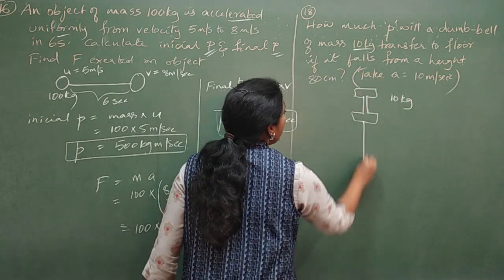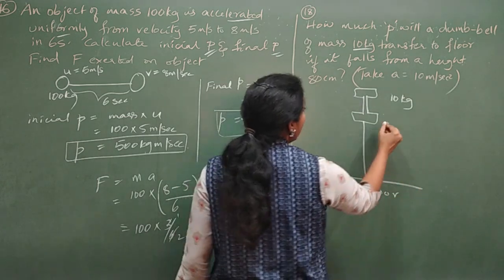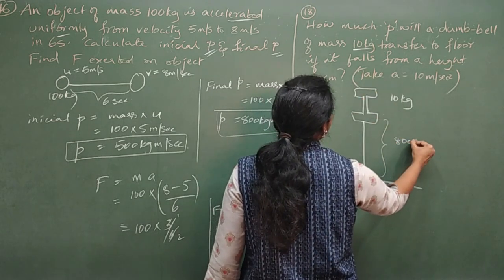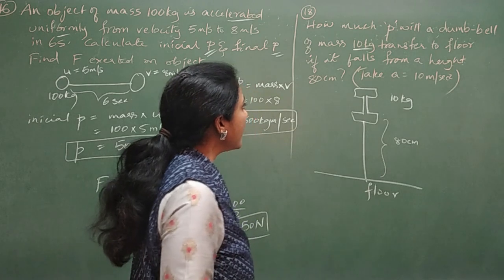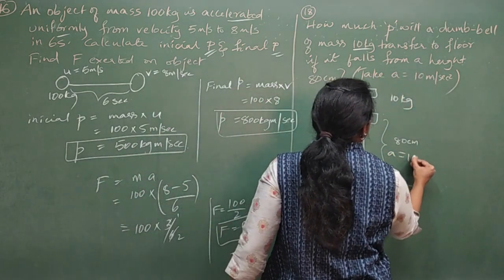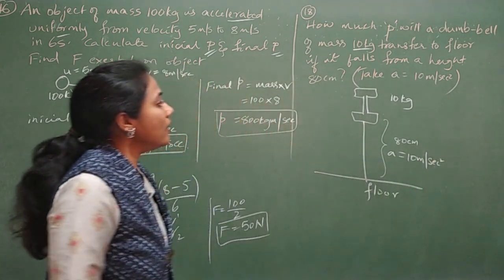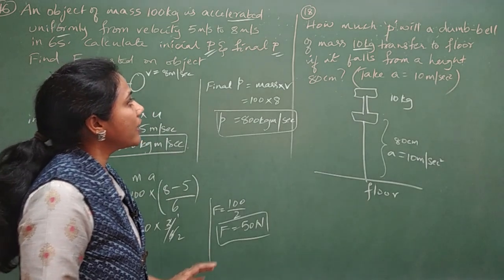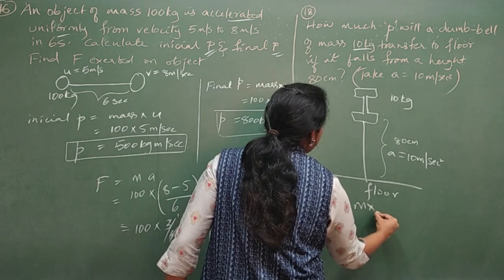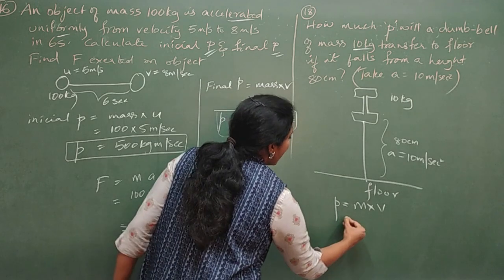Okay, and actually it is falling on a floor. It is falling on a floor. And what is the height? From how much height it is falling? It's falling from 80 centimeter. Okay. And they told you to take acceleration a as 10 meter per second square. Okay. So what is the momentum they are asking you? Momentum P is equal to mass into velocity, right?